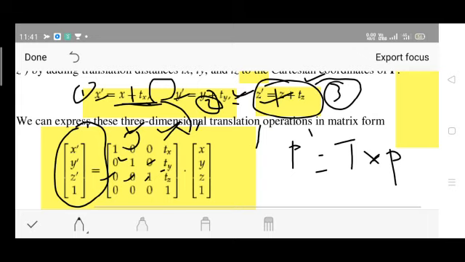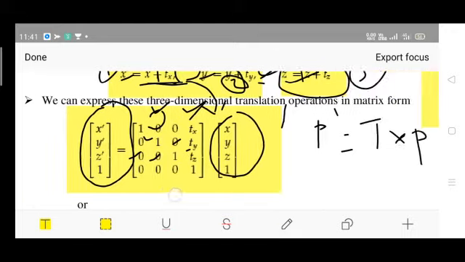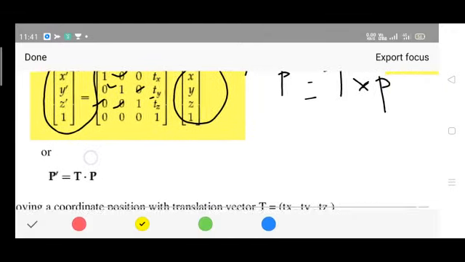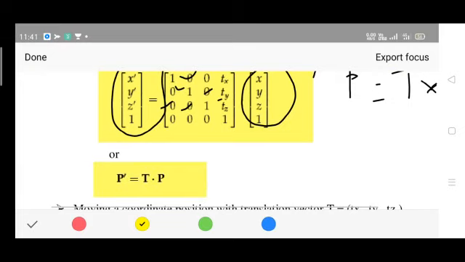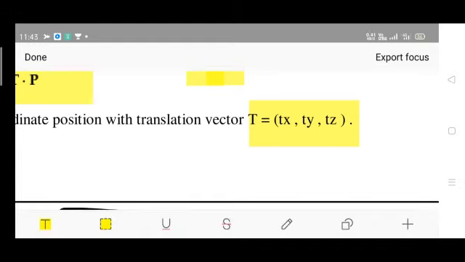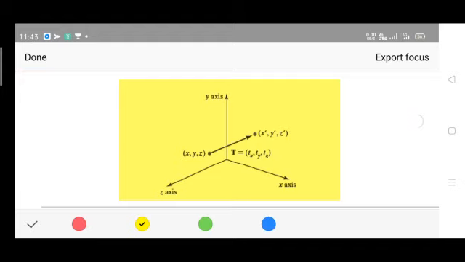And what is p? p is x, y, z as well as 1. This is what the content of p is. So p' = T into p. Same thing you can check, right? That is about 3D translation. T can be defined as a translation vector with 3 parameters. What are the parameters? tx, ty as well as tz, as you can see here.